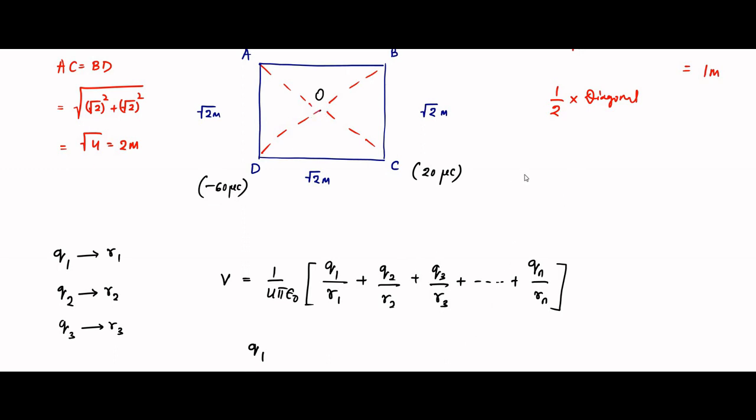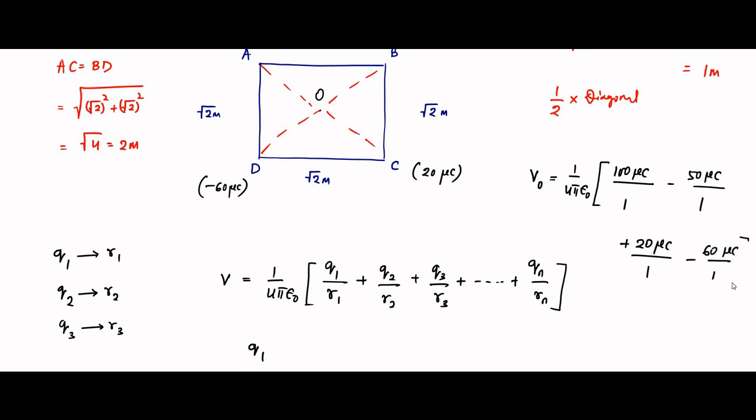So this will become the net potential at point O, that is equal to 1 by 4 pi epsilon 0 times QA, which is equal to 100 microcoulomb, by RA, that is OA, which is equal to 1 meter, minus 50 microcoulomb by again 1, that is OB, then plus 20 microcoulomb by CO, that is equal to again 1, then minus 60 microcoulomb by again OD, which is equal to 1.